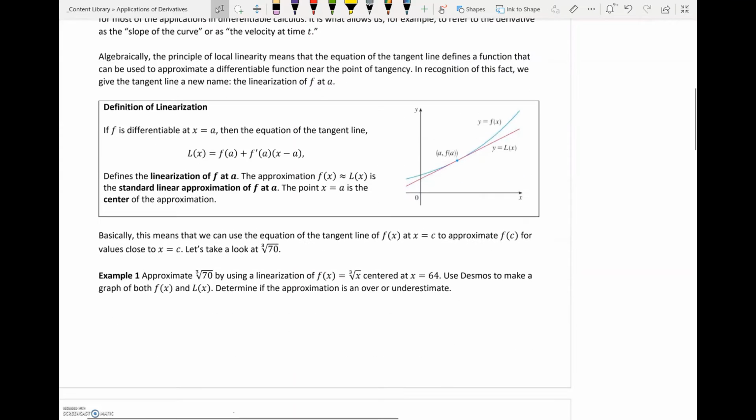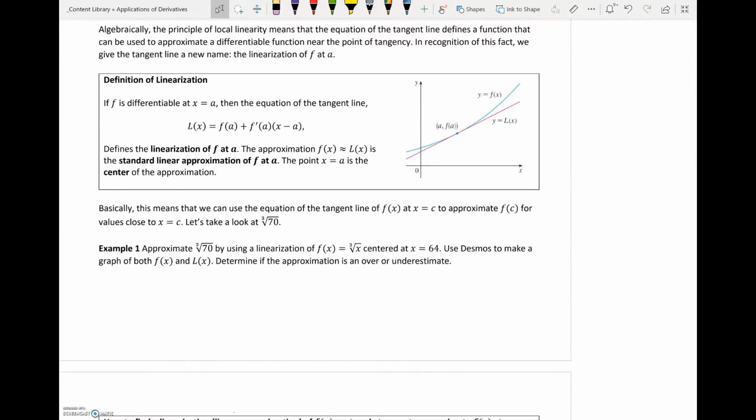Let's do an actual example, and we're going to try to approximate the cube root of 70 by using our linearization. The first thing we need to find is f of a. In this case, it's going to be f of 64, because that is our a value. We also need to find f prime of 64, so we will need to take the derivative of f and then evaluate at x equals 64. Then we can plug it in and create our linearization equation.